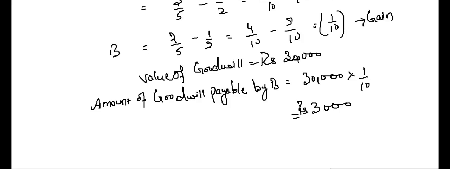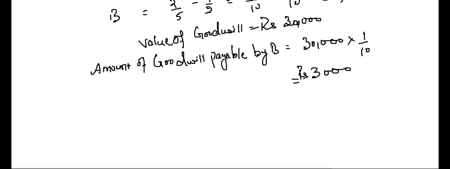This is the amount of compensation payable by B to A, because A is the sacrificing partner and B is the gaining partner. The gaining partner will pay some amount of compensation to the sacrificing partner for the loss of share and profit. Clear? Now, what will be the journal entry for this?